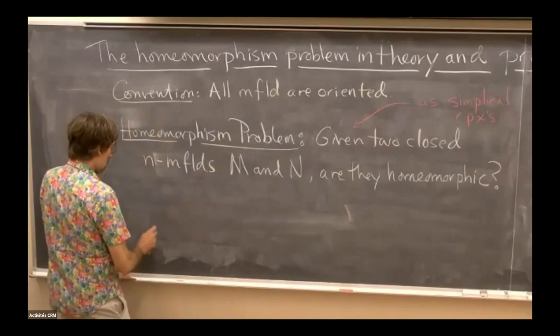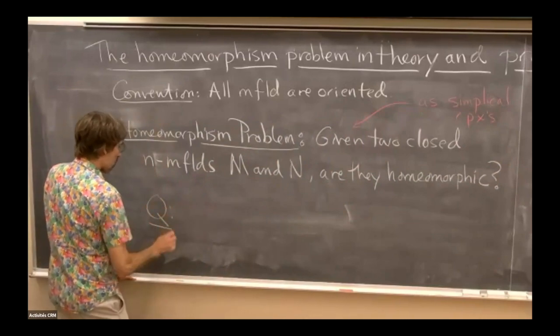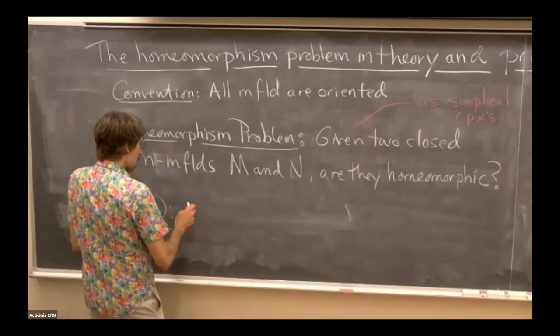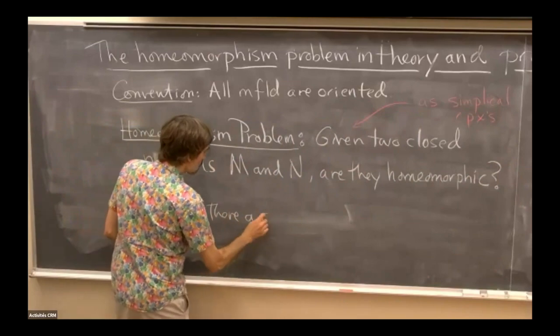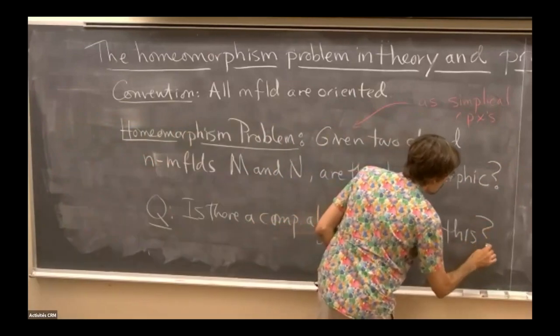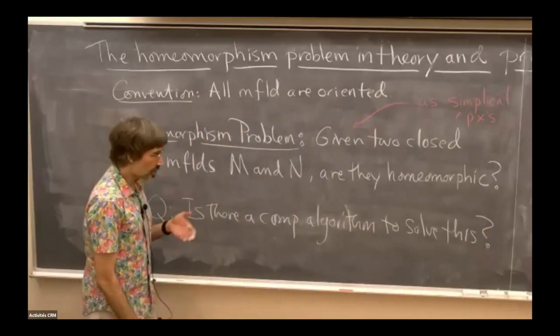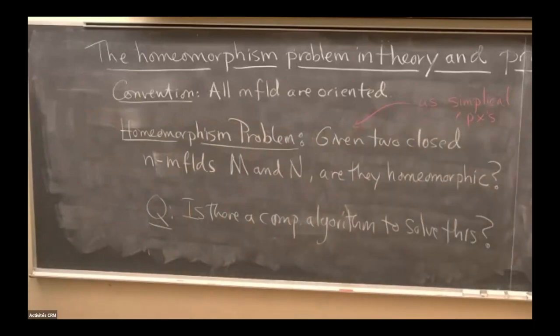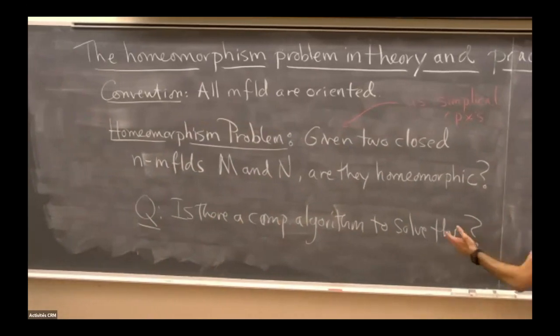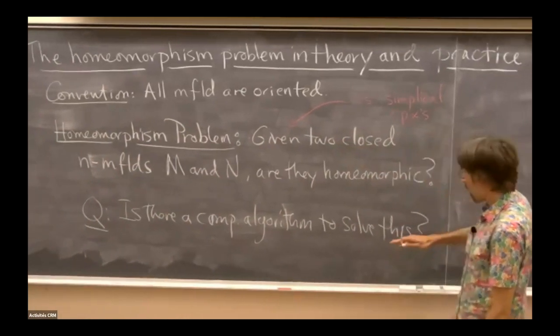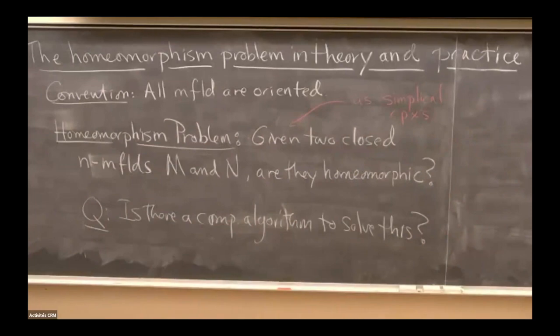The question I want to talk about today is, is there a computer algorithm? The usual terminology is, is this homeomorphism problem decidable? Ian mentioned some problems that are not decidable, like it's not decidable whether a finitely presented group is the trivial group. So in particular, that means you can't decide if two finitely presented groups are the same. You can't even tell if one of them is trivial. So in this context, whether or not the homeomorphism problem is decidable depends on the dimension.